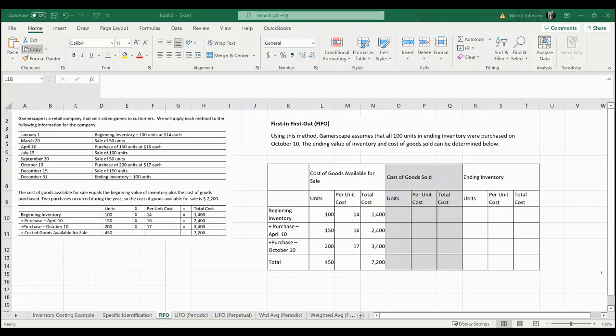Continuing on with our Gamerscape example, we're going to look at first in, first out, or FIFO. So FIFO assumes that inventory items are sold in the order that they are acquired. So when sales occur, the cost of the earliest units acquired are going to be charged to the cost of goods sold. Using this method, Gamerscape will assume that all 100 units in its ending inventory were purchased on October 10th, and the ending value of inventory and cost of goods sold can be determined down below.